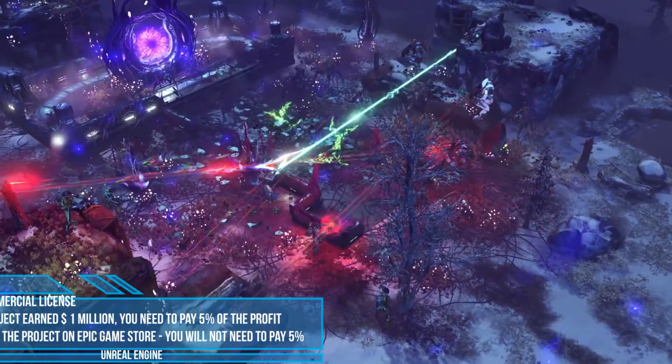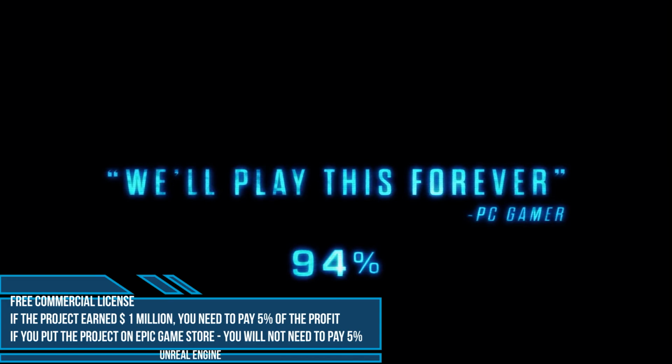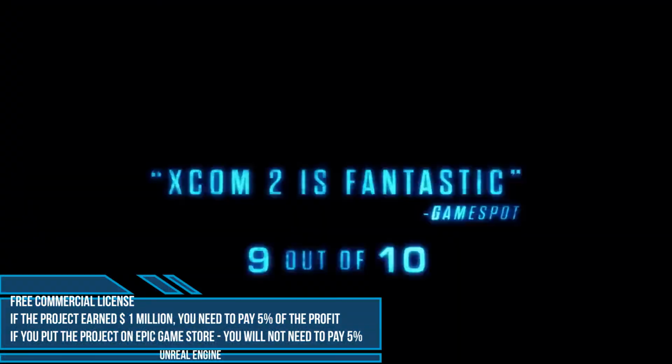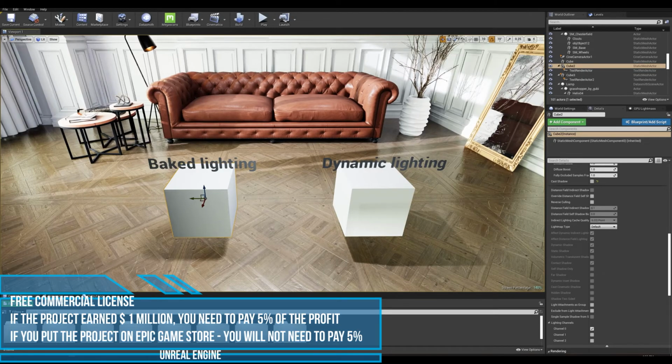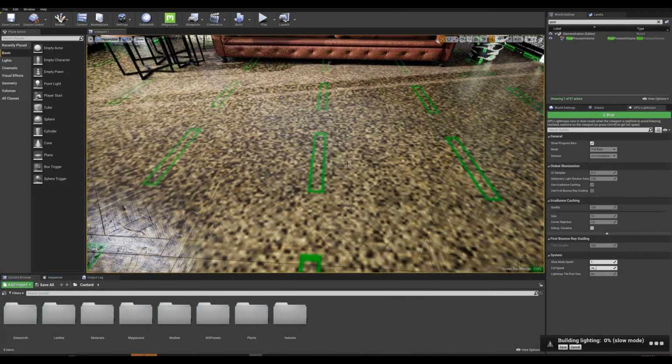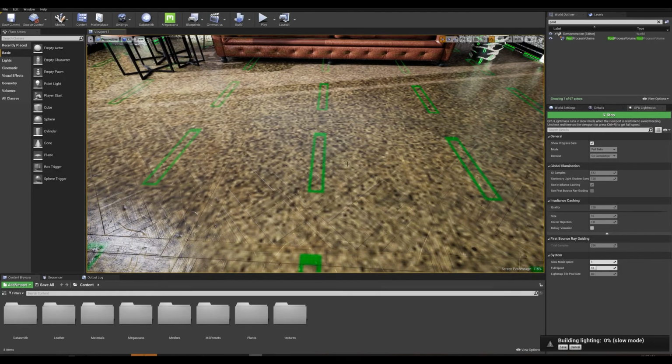License. The game engine Unreal Engine is a shareware game engine even for commercial projects. You are not required to pay for using this game engine if the amount of money earned by your game does not exceed $1 million. If your project has reached or exceeded this amount, then 5% of your earnings will be deducted from you in favor of supporting the game engine. But if you put the game on the Epic Games Store, you won't have to pay 5% of your earnings.